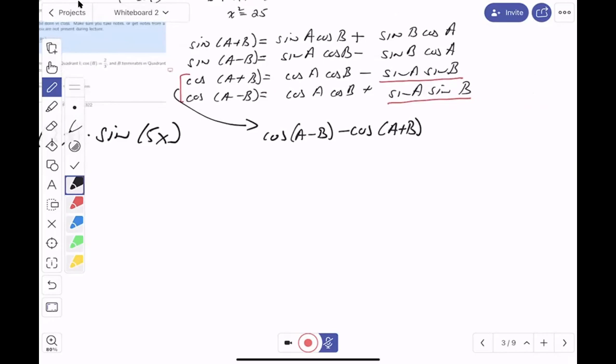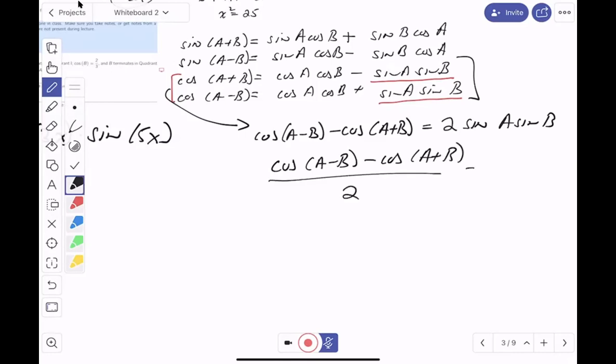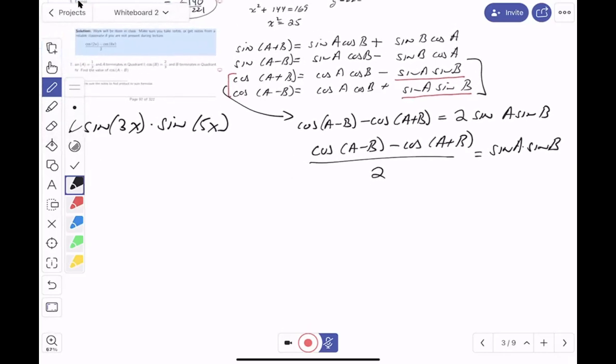You may wonder what I'm doing. I'm subtracting. So we did cosine A minus B minus cosine A plus B. And what would that give you? 2 sine A sine B. That may take you time to think through, but you want to think through it. So cosine of A minus B minus cosine A plus B over 2 is the same thing as sine A sine B. Now, this is where a lot of teachers say you need to memorize that. I don't think you need to memorize. You need to understand that.